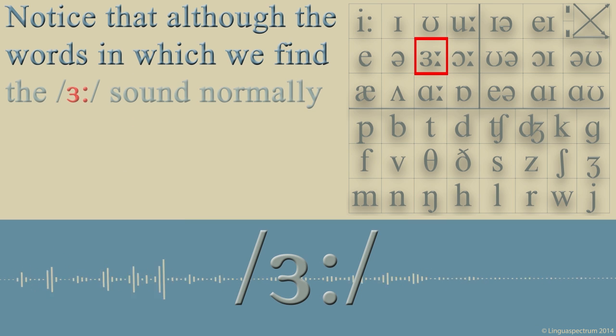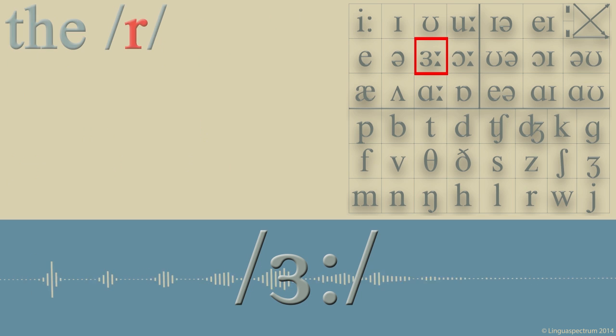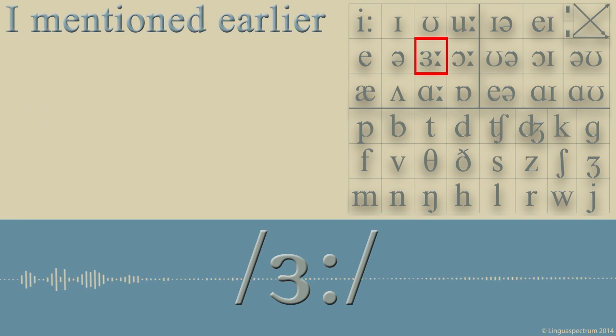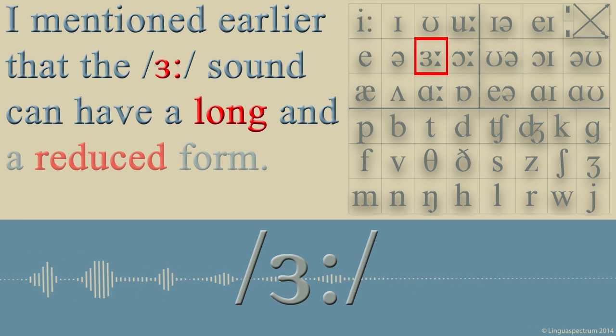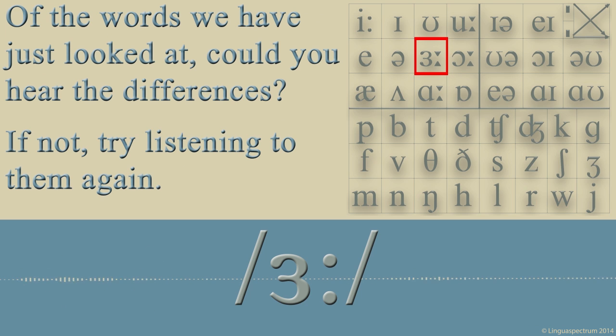Notice that although the words in which we find the sound normally have a vowel letter followed by the letter R, the R sound is not produced. I mentioned earlier that the sound can have a long and a reduced form. Of the words we've just looked at, could you hear the differences? If not, try listening to them again.